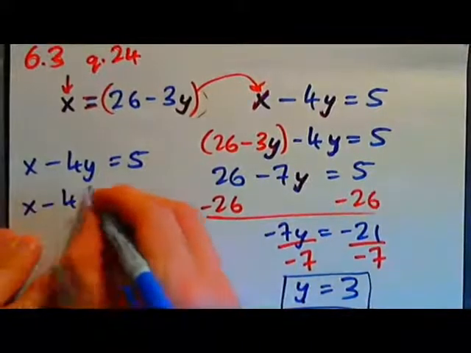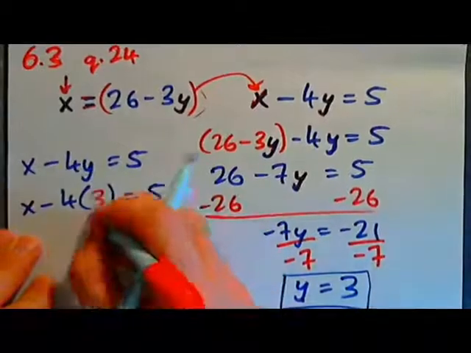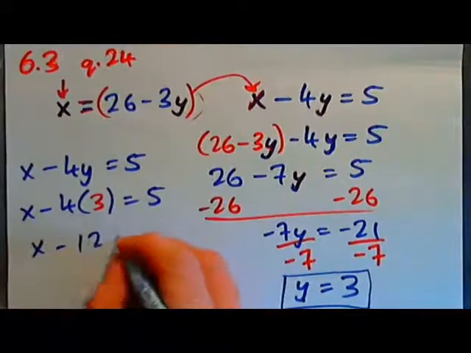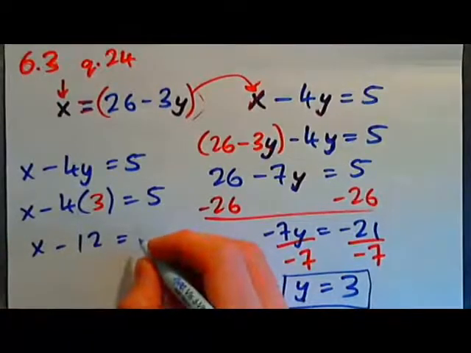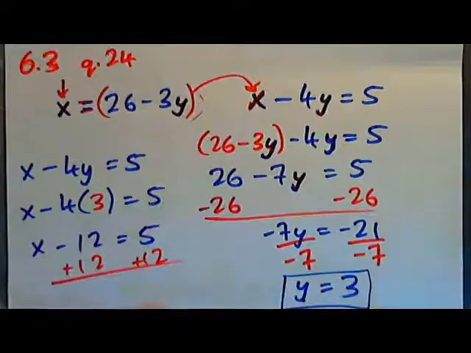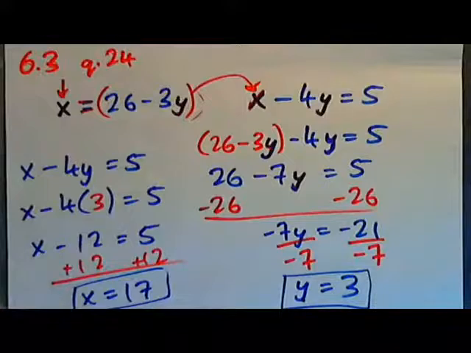Right, so we'll just plug that in here, right? Yeah. Okay, there you go. And then you can solve for x, right? All right, so you should have x equals 17, y equals 3. Of course, you can probably check those if needed too.